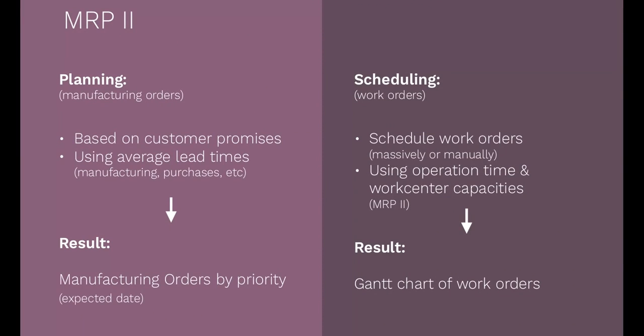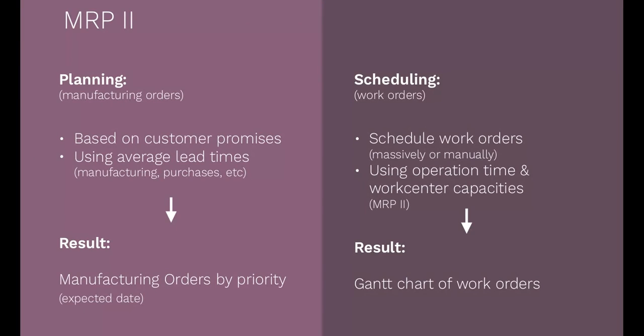Usually, it starts with the planning, where you start with the customer promise. You have some sales orders or master production schedule that trigger manufacturing orders by priority. The priorities in Odoo are defined by expected dates on each manufacturing order. Based on that, we'll make the work orders, which will be scheduled automatically with work center capacities in operation. And we'll manage this with a Gantt chart.